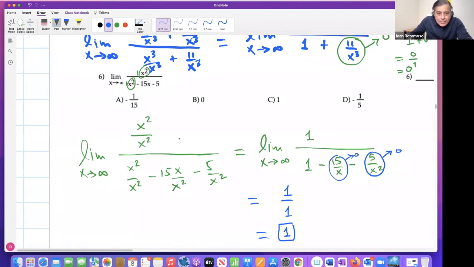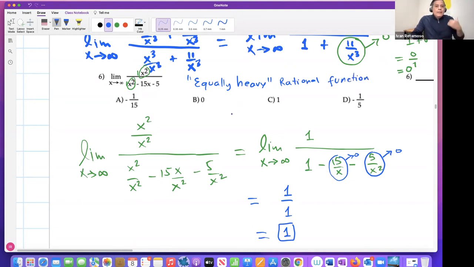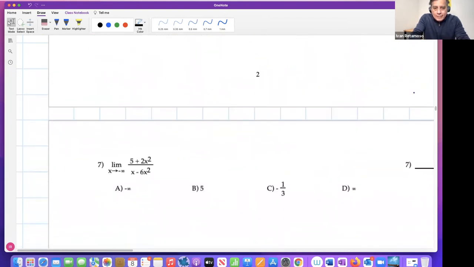So this is a common case. You will get a number, the quotient of the leading coefficients, when you are dealing with what is called an equally heavy rational function. So when it's bottom heavy, the limit will be zero. When it's equally heavy, you will have to divide the leading coefficients, to put it simply, this one divided by this one. Now that I gave you these hints, it should be easier to compute the limits.